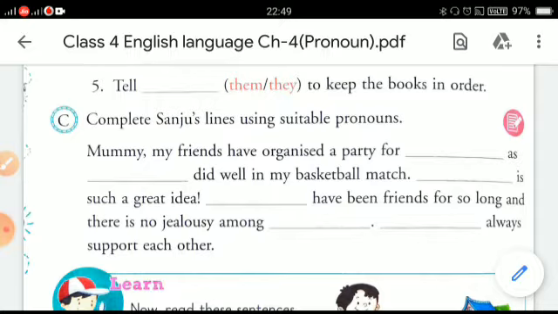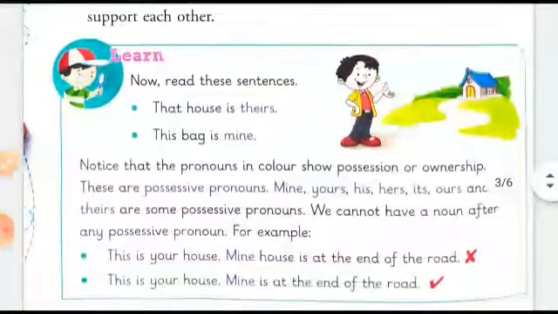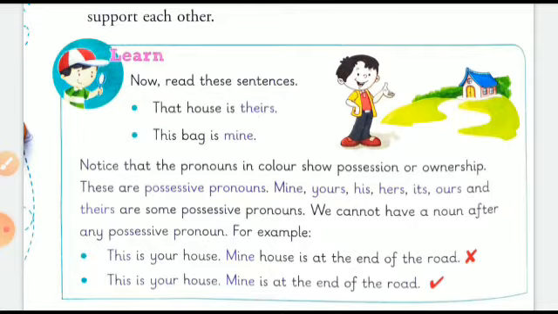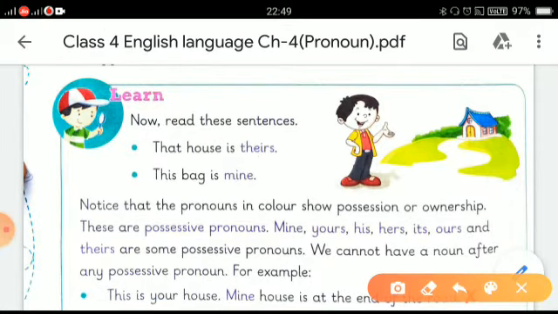Now, move on to the next. Let's see. Now, again, here are some sentences, and let's read these sentences. The first one is, that house is theirs. The bag is mine. Now notice that the pronouns in color show the possession or the ownership. These are possessive pronouns.